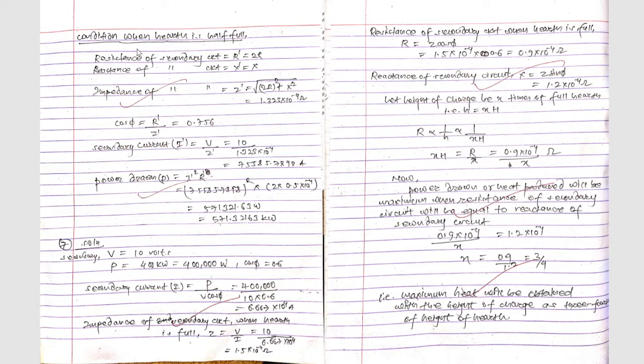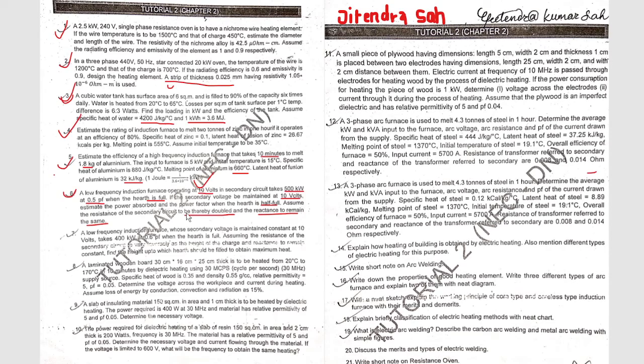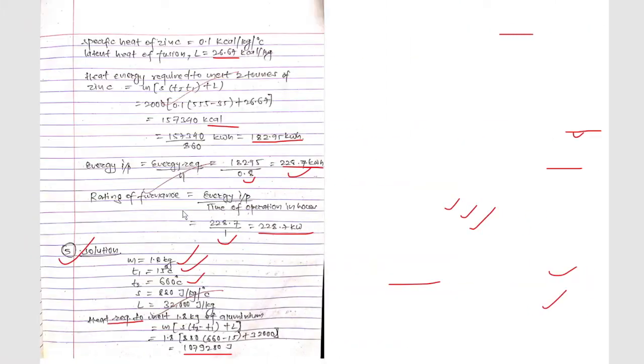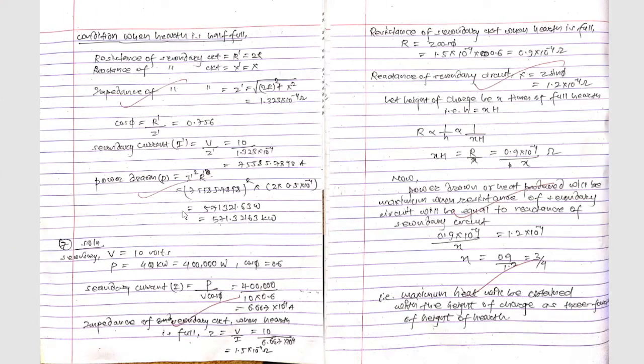Now the condition when hearth is half full. In the last part of the question, there is a condition mentioned here: the resistance of the secondary circuit is to be doubled and the reactance to remain the same. Since the resistance is doubled and the reactance remains same when the hearth is half full, resistance of secondary circuit R dash is 2R, and the reactance remains same, that is X dash equals X. So impedance will be Z dash equals square root of (2R) square plus X square.